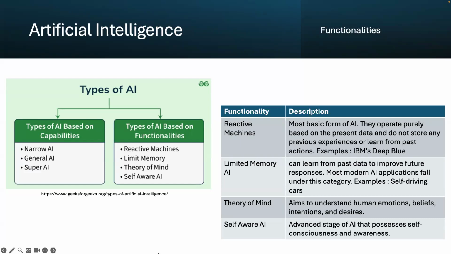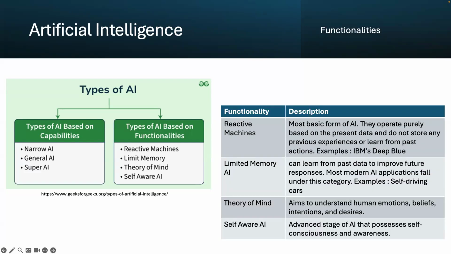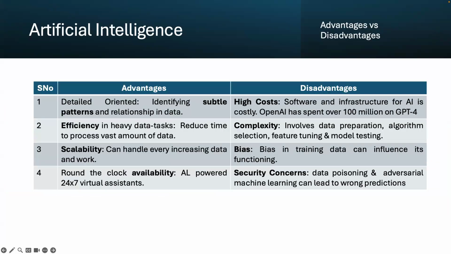Okay. So these are the two ways you differentiate AI systems. One is based on its capability, and the other one is based on its functionality. So in the next slide, we will look into some advantages and disadvantages.